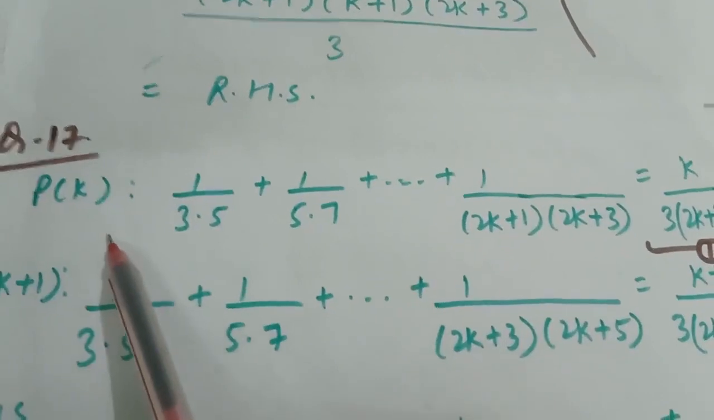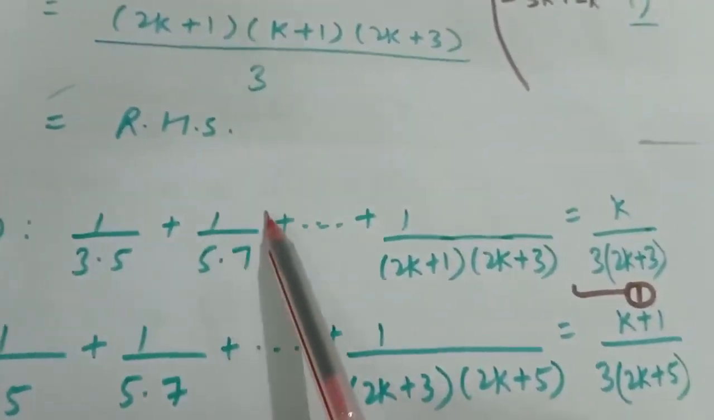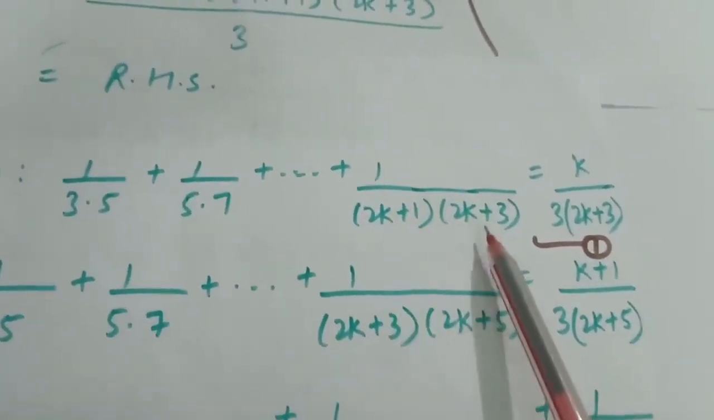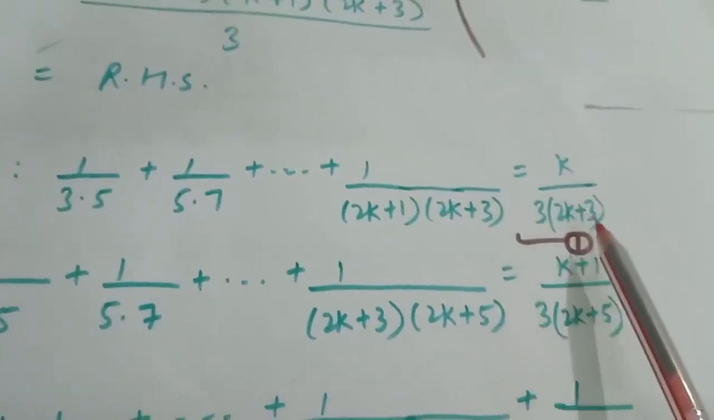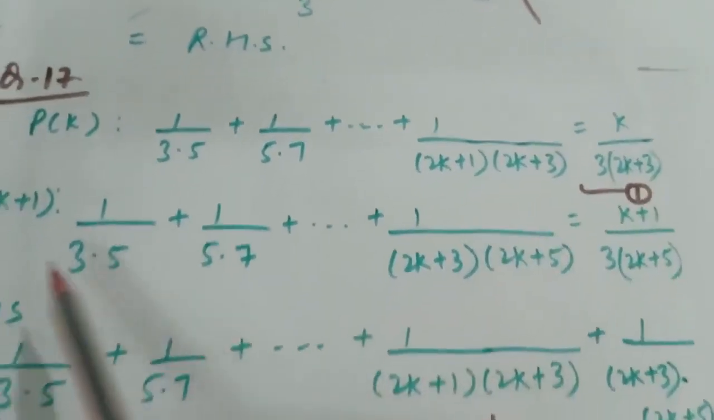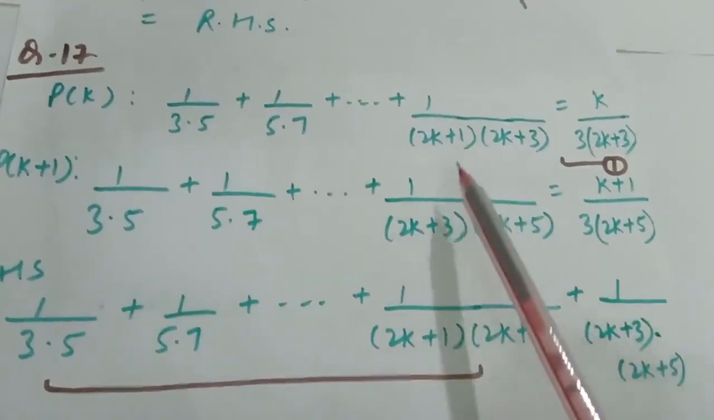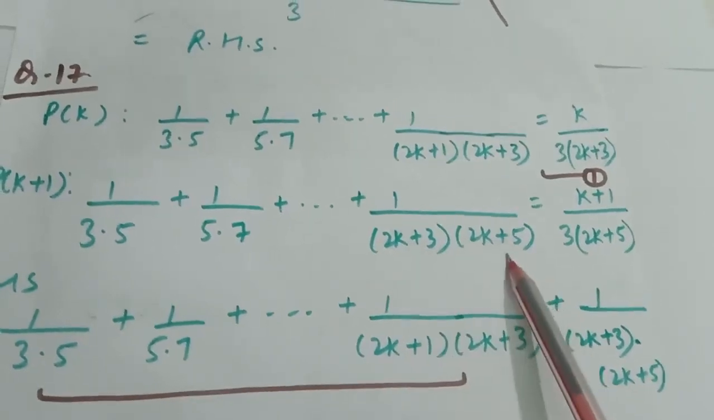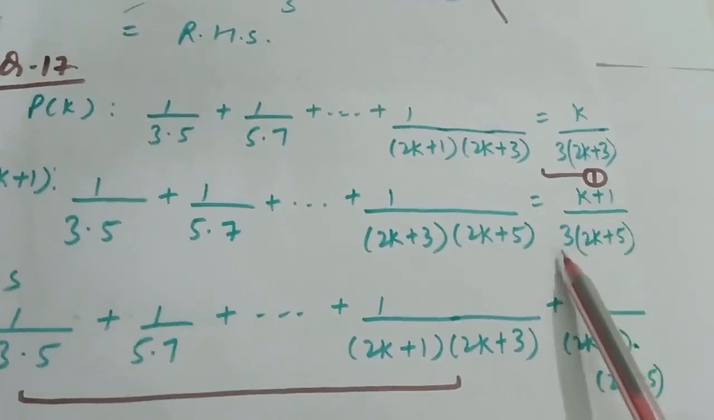We have assumed that pk is true. pk is 1 upon 3 into 5 plus 1 upon 5 into 7 and so on, 1 upon 2k plus 1 into 2k plus 3 is equal to k upon 3 into 2k plus 3, and let this be as 1. Now we will show pk plus 1 is also true. So for pk plus 1, in place of k, just put k plus 1 and you will get 2k plus 3 here, 2k plus 5 here, and similarly in the numerator in RHS, k plus 1 upon 3 into 2k plus 5.